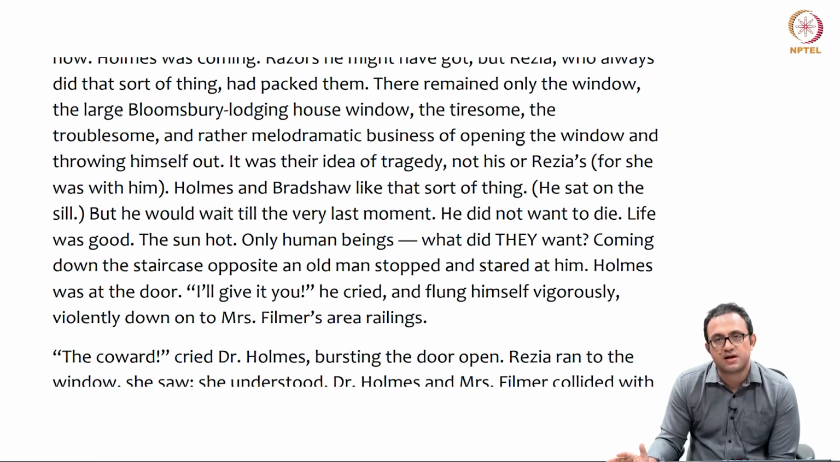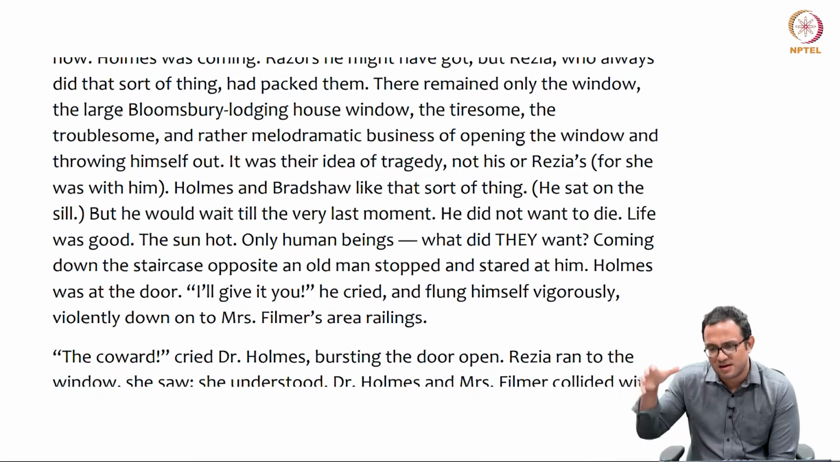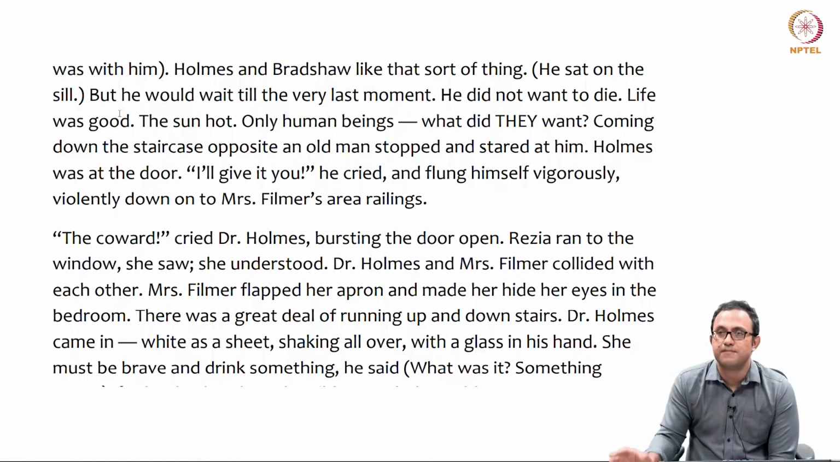And he waits till the last second, so as you can see that he's still hoping that he wouldn't have to jump, but then Holmes comes in the room and he jumps and he flings himself on the railings, and it's almost like a crucifixion in a certain sense. He crucifies himself, he jumps on the railings and he's sort of stuck to the railings as some kind of a Christ figure in the end, violently down to Mrs. Filmer's area railings, right? And as you can see, Septimus' name is a Jewish name, we're told at the beginning of the novel, so that too has a Christ-like character throughout this narrative.